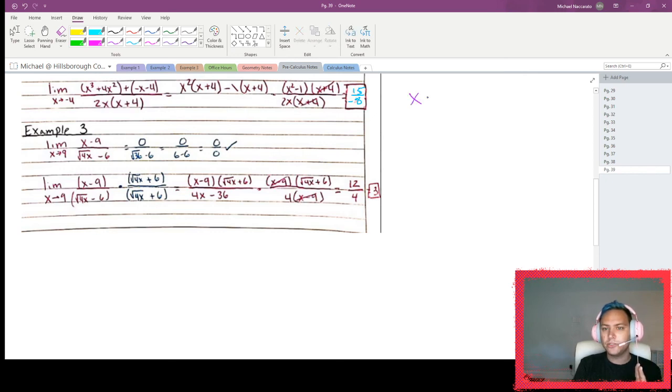So remember, the difference of two squares is something like this. If you have x squared minus 4, you'd factor that into x plus 2, x minus 2, right? If this was 9, then we'd have x plus 3, x minus 3. If it was a 16, x plus 4, x minus 4, and so on.